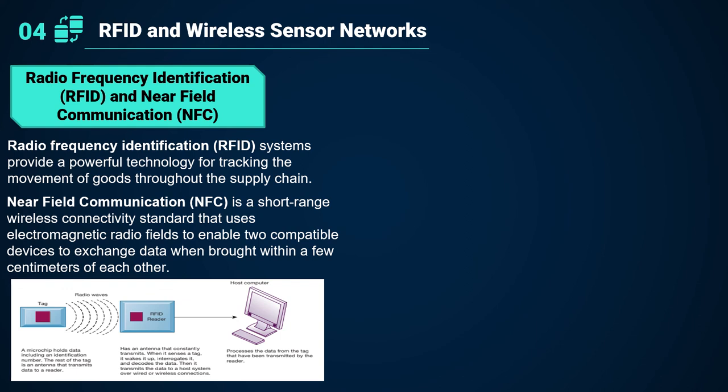throughout the supply chain. RFID uses low-powered radio transmitters to read data stored in a tag at distances ranging from 1 inch to 100 feet. The reader captures the data from the tag and sends them over a network to a host computer for processing. Near-field communication, or NFC, is a short-range wireless connectivity standard that uses an electromagnetic radio field to enable two compatible devices to exchange data when brought within a few centimeters of each other.